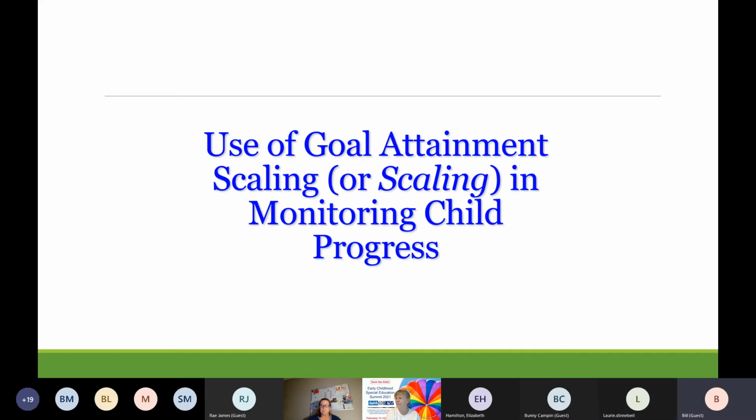Okay, last time around we promised we'd talk about a platform for assessment called goal attainment scaling. Next slide, Lori.